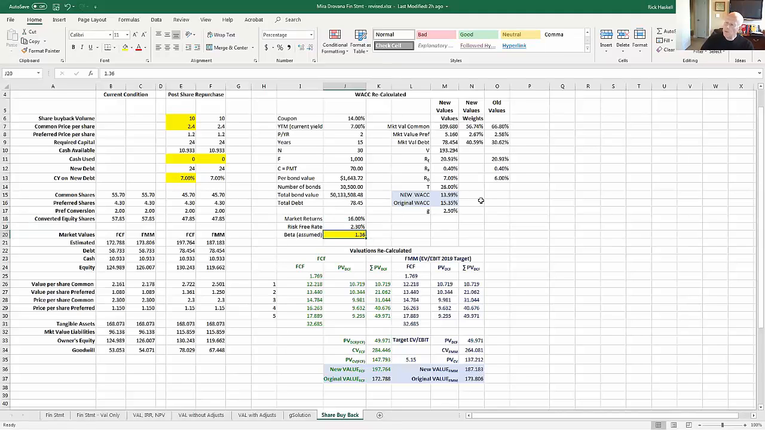Now look for a moment. Changing the current yield alone and recognizing that borrowing the extra money has brought about a shift in the weights that we've got, has gone ahead and changed our WACC to 13.99%. Now that's a little bit more than it was a few moments ago when we still used a 6% current yield, but it's not a lot different.